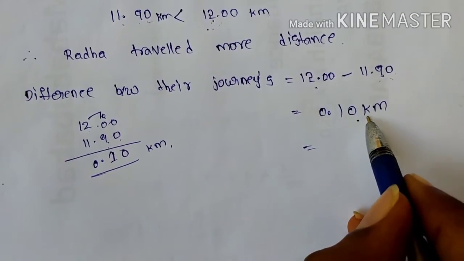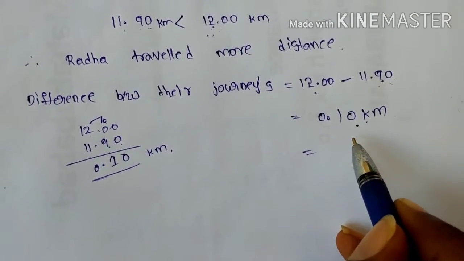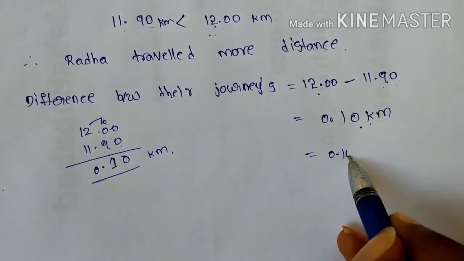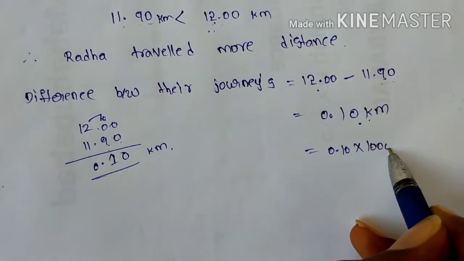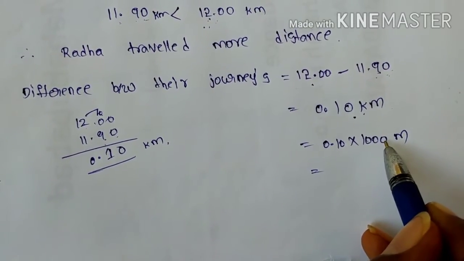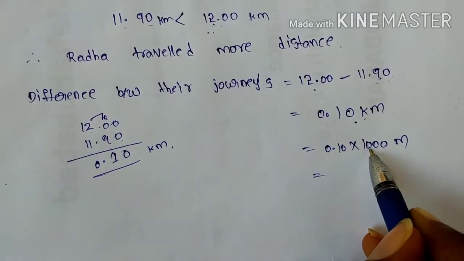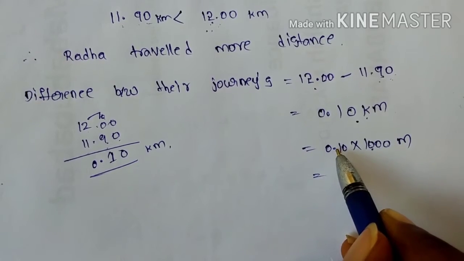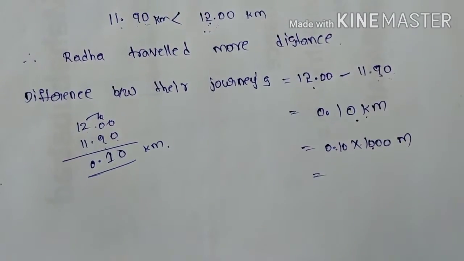See, how can you convert kilometers to meters? You know that just multiply with 1000. So that I am writing here 0.10 into 1000 meters. See, if I am multiplying with 1000, see how many zeros? 1, 2, 3. There are 3 zeros. You can keep the decimal point. That means you can move the decimal point to right side to 3 places.